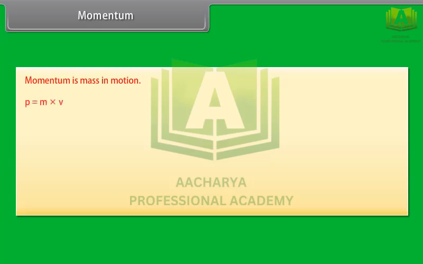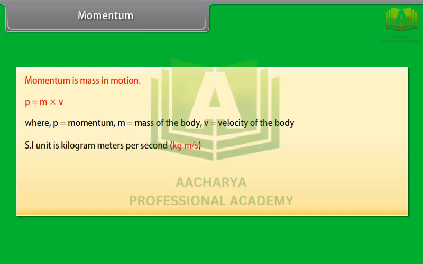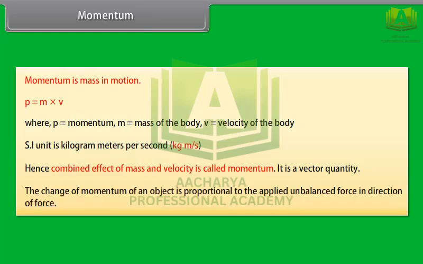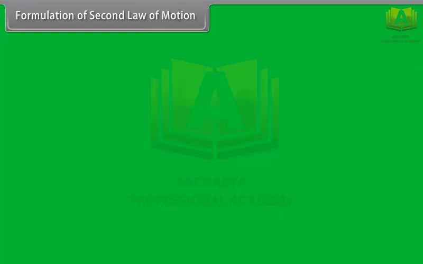P is equal to m into v, where P is equal to momentum, m is equal to mass of the body, v is equal to velocity of the body. SI unit is kilogram meters per second. Hence, combined effect of mass and velocity is called momentum. It is a vector quantity. The change of momentum of an object is proportional to the applied unbalanced force in direction of force. Formulation of second law of motion.